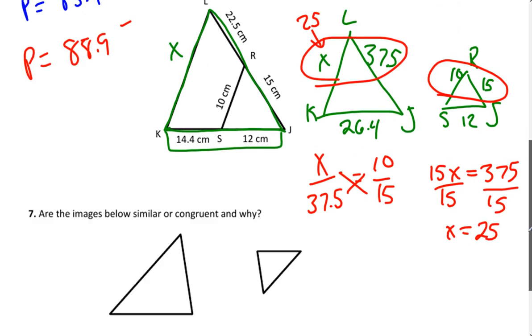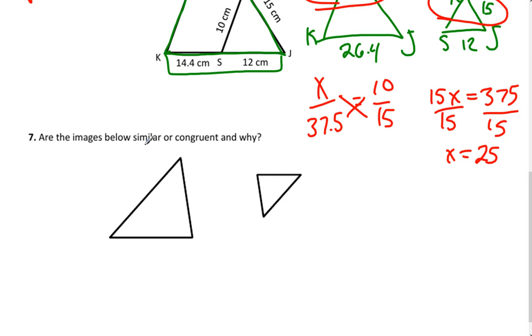Number 7. Are the images below similar or congruent? Well, congruent means exactly the same. Same shape, same size, same everything. They're not. This guy's clearly smaller than that guy, so they're not congruent, and if those are my only two options, then I'm going to say these guys are similar.